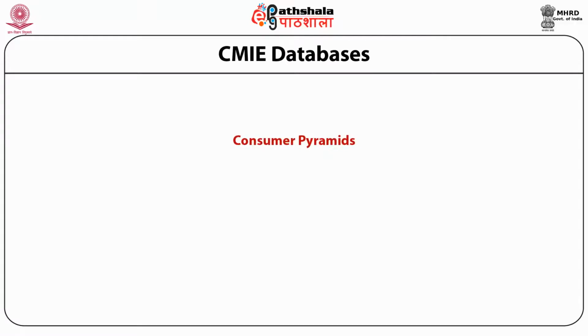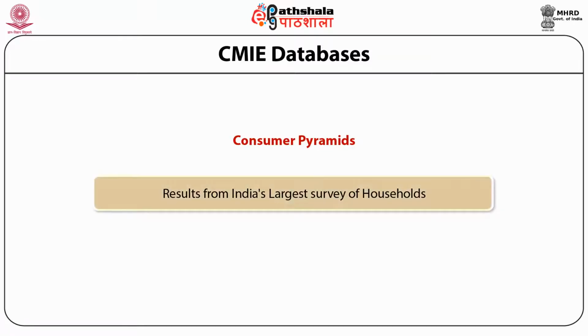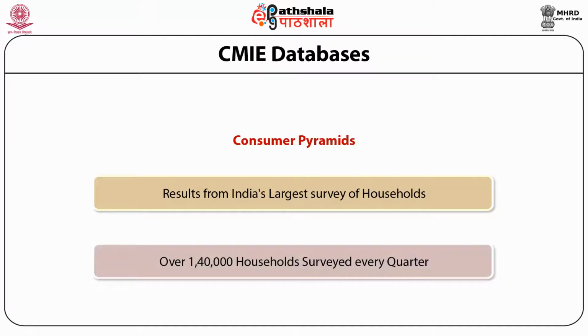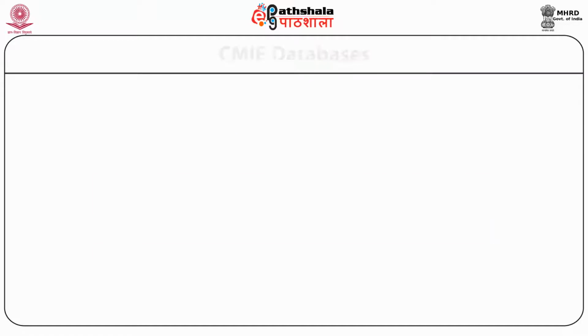Consumer Pyramids. It is a database which results from India's largest survey of households, wherein around 1,40,000 households have been surveyed every quarter, and the results of these surveys are provided through this database.